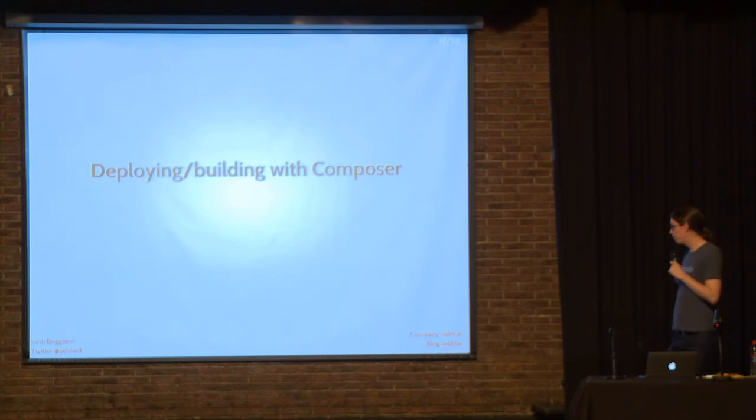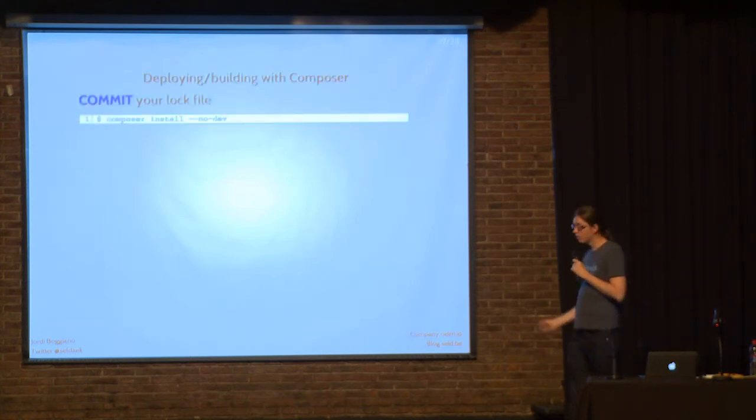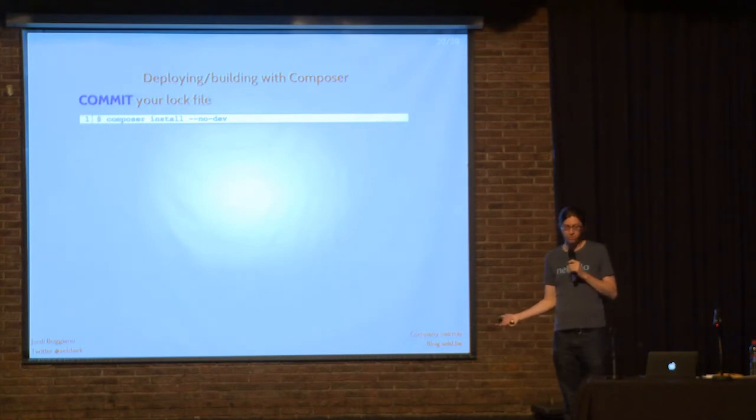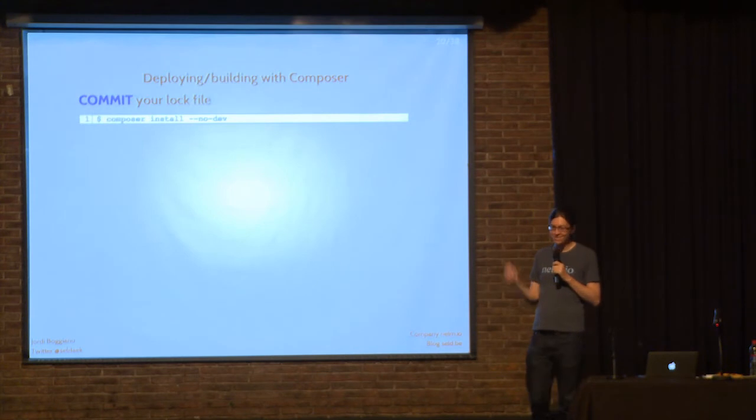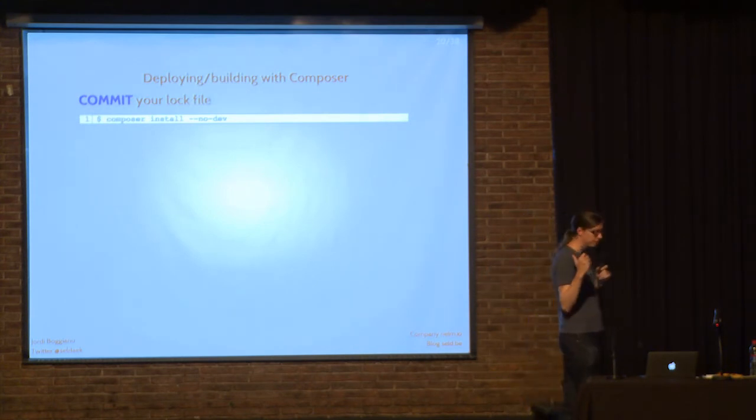So when you deploy or build or whatever, there are two rules. One is to commit the lock file. I said this 5 times yesterday, I'm going to say it again. Just commit the lock file. And then you run install.